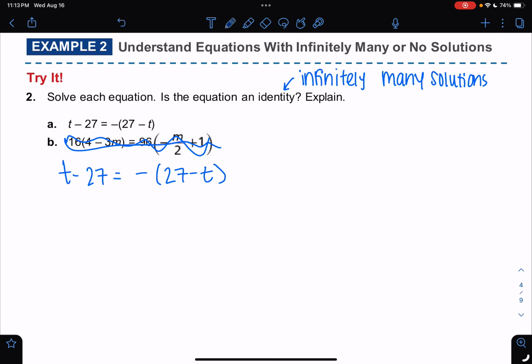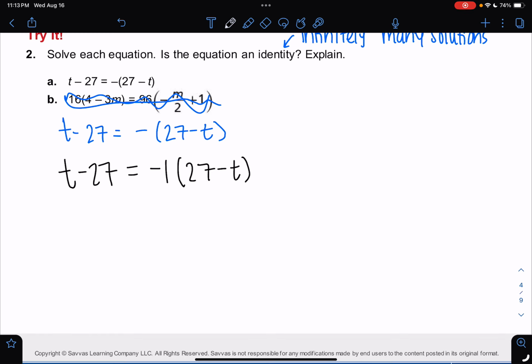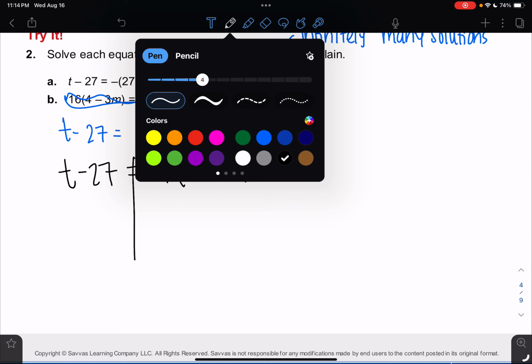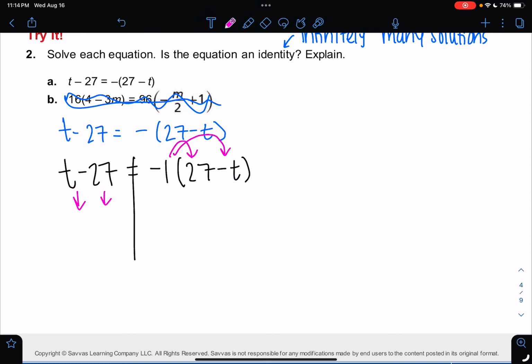All right, so let's go ahead and rewrite this. So I have t minus 27 is going to equal -1 times 27 minus t. Okay, and then I'm going to go ahead and distribute so I can start solving. I'll distribute the -1 to both terms inside the parentheses, and I'll drop down what I have not touched. So I've got t minus 27 is equal to -27 plus t. And again, I had a -1 and a negative t, which gave me a positive t.